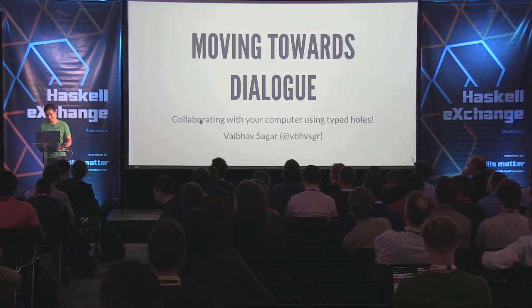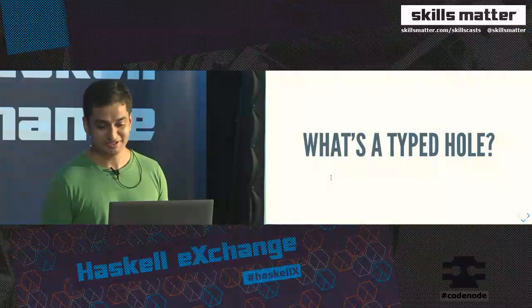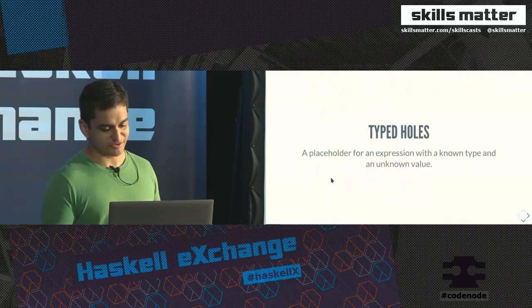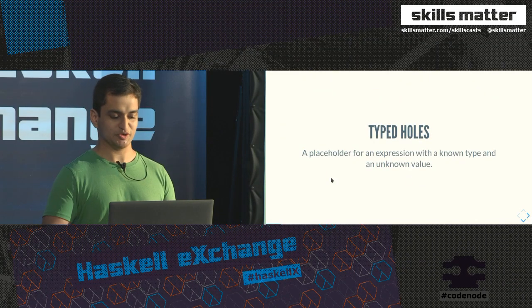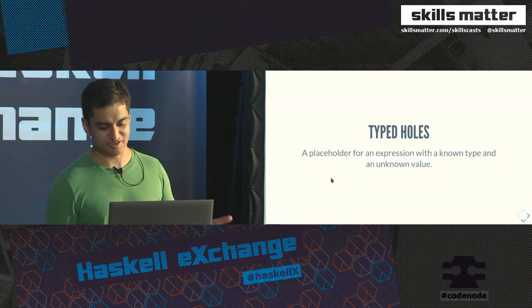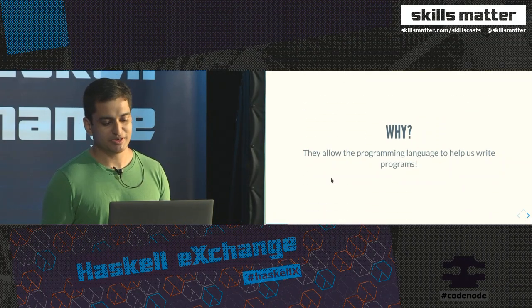So today I'm going to talk to you about typed holes. So what's a typed hole? A typed hole is a placeholder for an expression whose type we know, or we can find out, but whose value we don't know exactly. So we don't actually know what should go there, but we know the type of the thing that should go there.